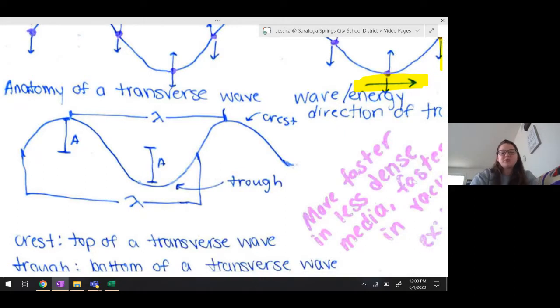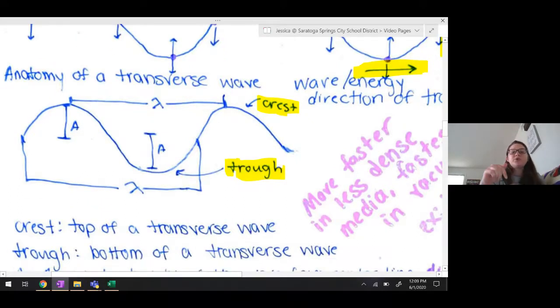So the first two things we can talk about are a trough and a crest. The crest, if you see it written and it's talking about the crest of a wave, is just the top of the wave. There's really not much else you can explain. And then the trough is the bottom of that transverse wave.